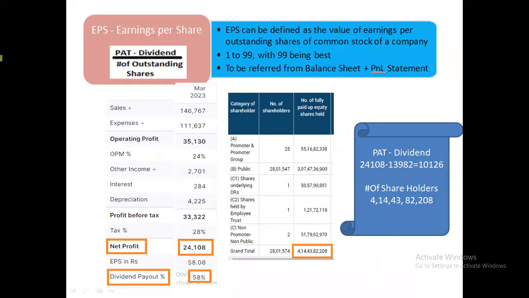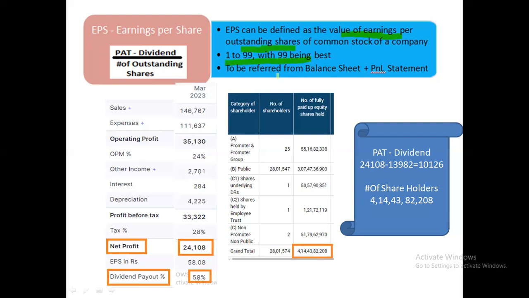Now, first understanding is EPS, earnings per share. What is EPS? EPS can be defined as the value of earnings per outstanding share. That means EPS is how much can be earned per share, per outstanding share of a common stock. So this should be in the range of 1 to 99, with 99 being the best.